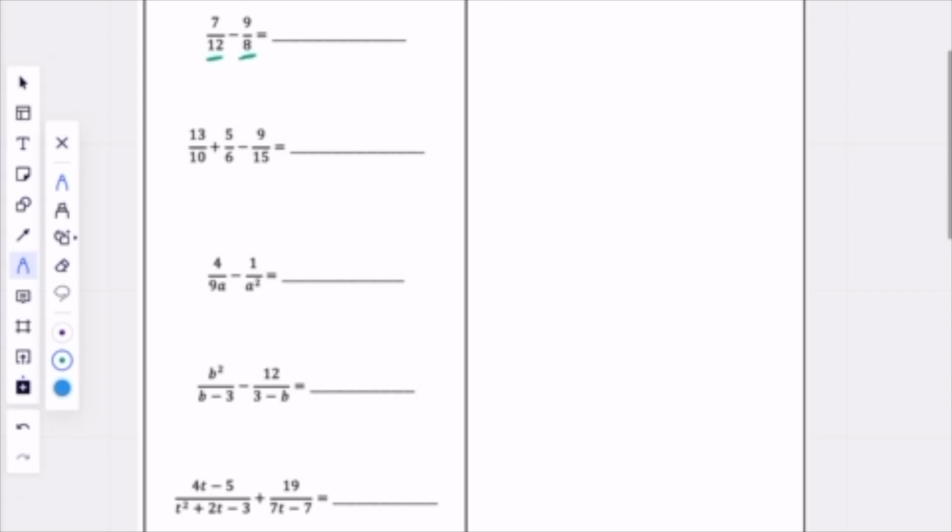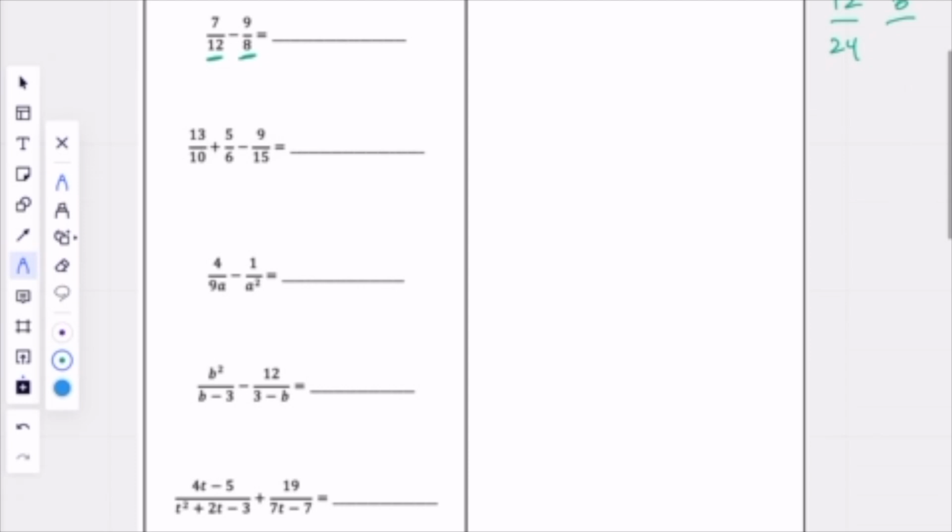All right, but if I'm thinking about multiples of 12, the next multiple of 12 is just 12 times 2, which is 24. And 8 does go into 24. All right, so let's turn our denominators into 24. What that means is I'm going to need to multiply each of the fractions by whatever's going to cause the denominator to become 24. And I will do that to the numerator and the denominator.